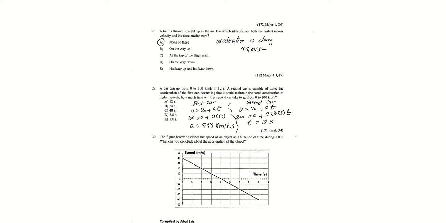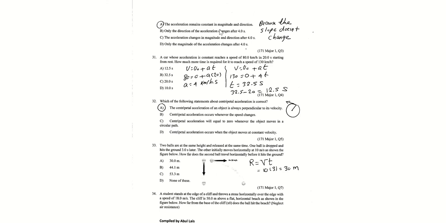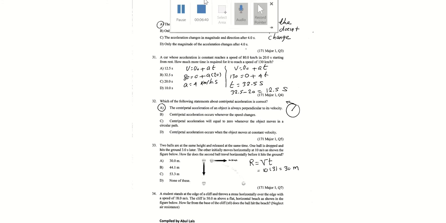So here you can see that we have a speed-time graph. And of course, if you want to find the acceleration from a speed-time graph, then you need to find the slope of the line. And as you may see here, the slope does not change. The slope is the same because it's a straight line. So what I'm expecting is the acceleration remains constant. So the correct answer is A.